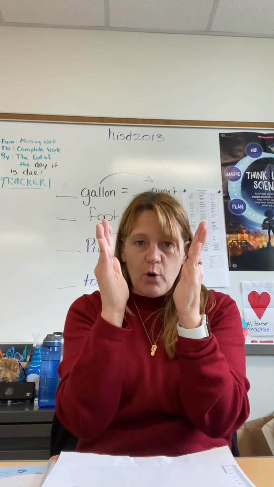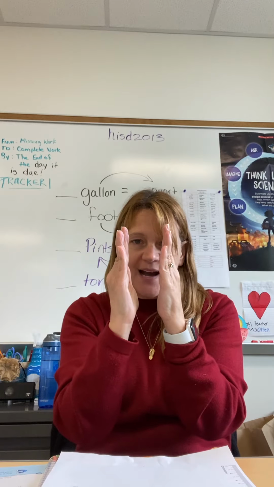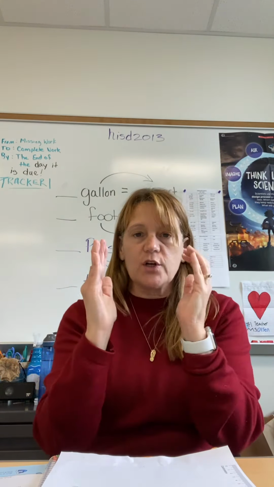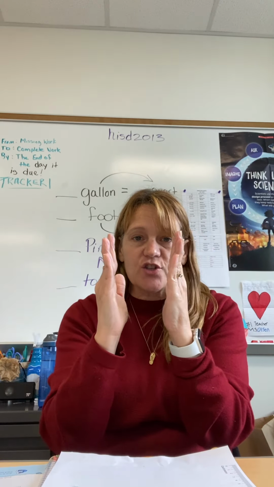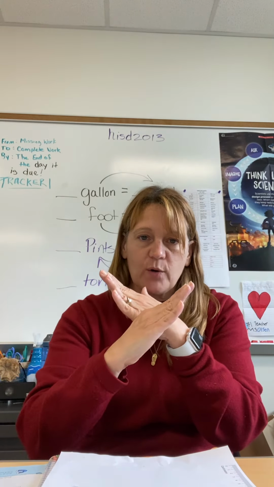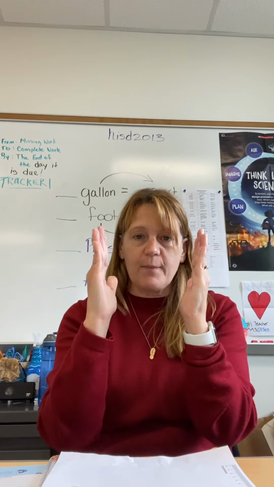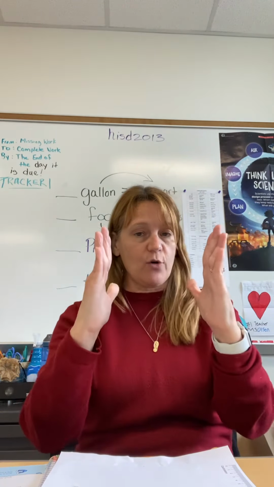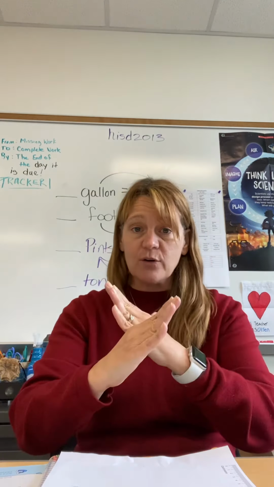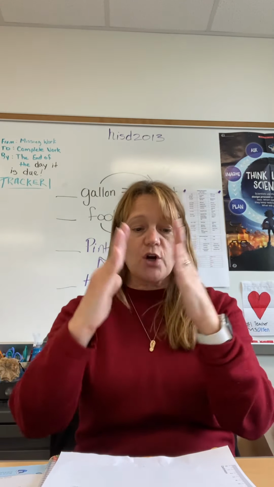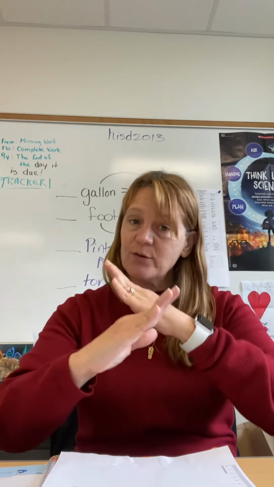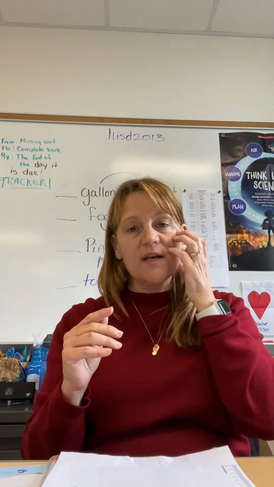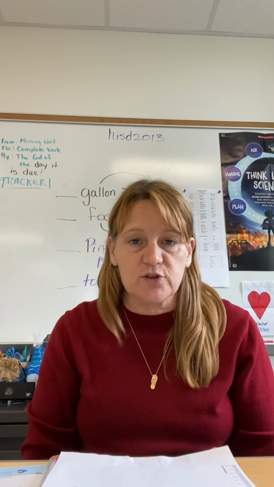So we go from quarts and we're going down to pints. They're smaller, so we're going to multiply. We're going to go from pints to the smaller cup version and we're going to multiply. We go from cups to fluid ounces. We're going to multiply. We go from tons to pounds. We multiply. Go from pounds to ounces. We multiply. So if our unit of measure is larger, then we're going to multiply.